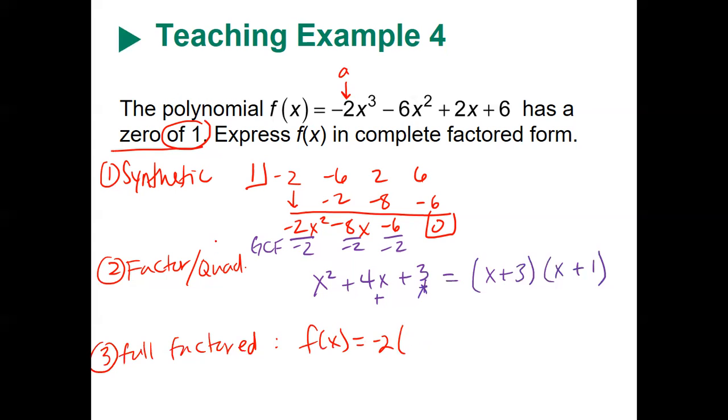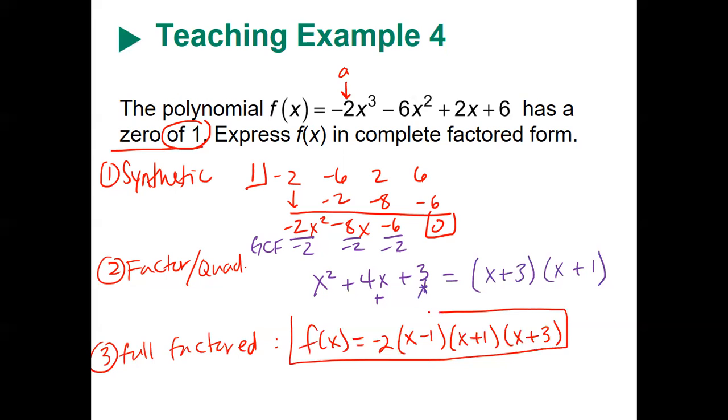The zero they gave us was 1, right? So our first factor would be x minus 1. And then what were the factors that we got from synthetic division? x plus 1 and x plus 3. So here is my fully factored form: my a, and then my zeros.